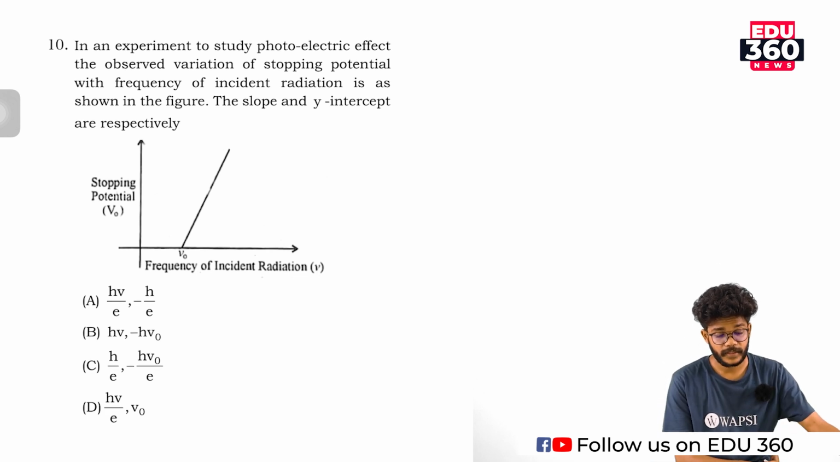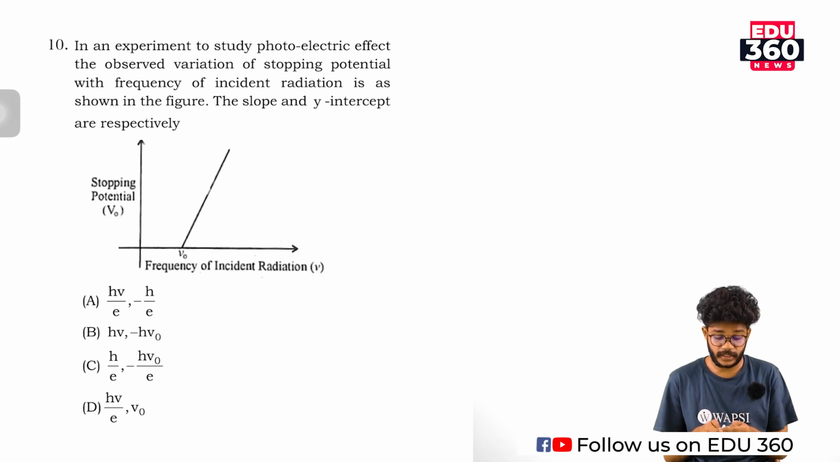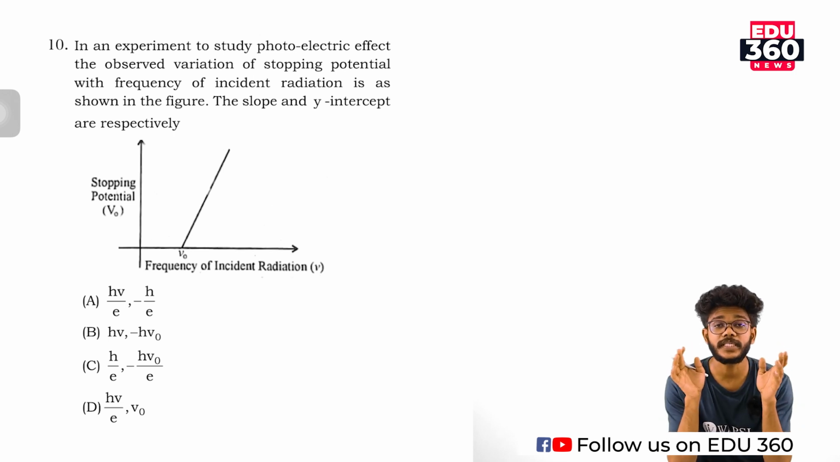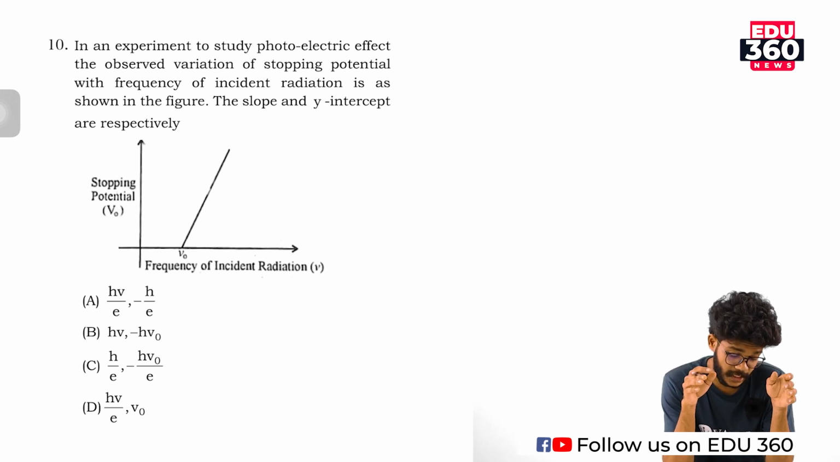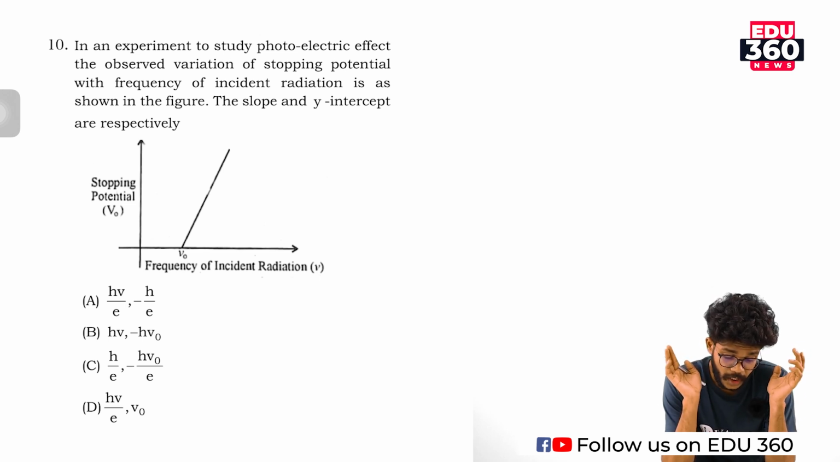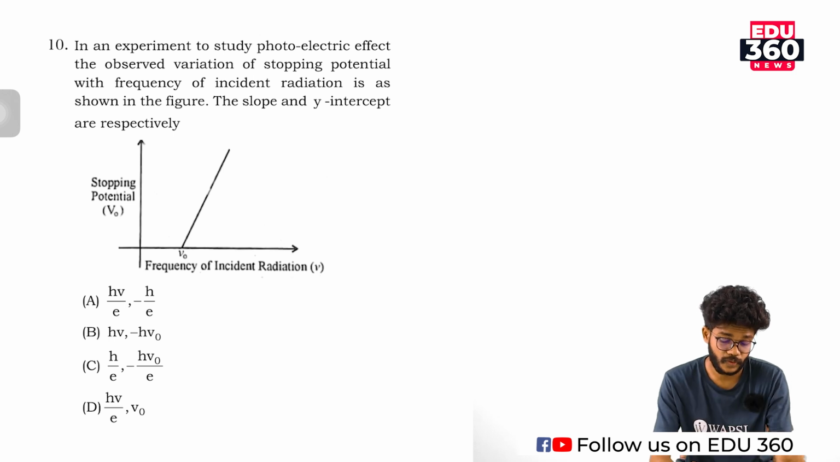Okay, in an experiment to study the photoelectric effect, this question is related to the photoelectric effect. The observed variation of stopping potential with the frequency of incident radiation: the frequency is given on the x-axis and stopping potential is given on the y-axis. We have to find the slope and y-intercept. The y-intercept means the point where the line touches the y-axis.